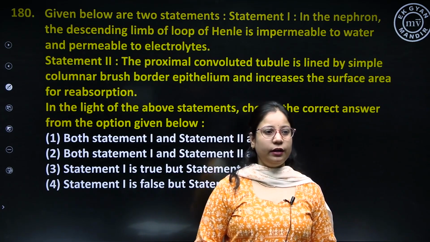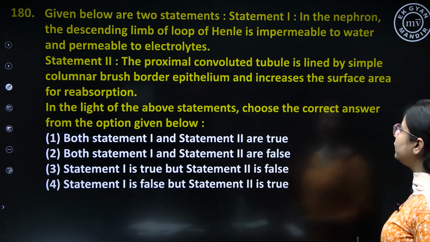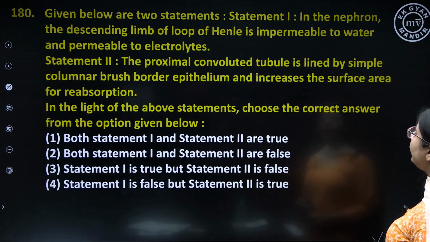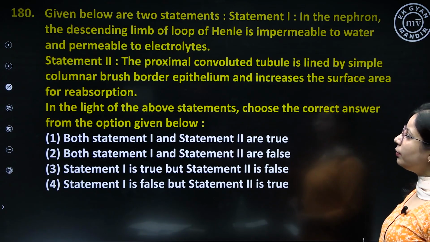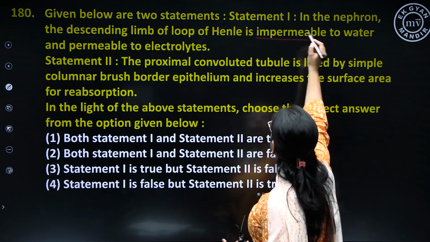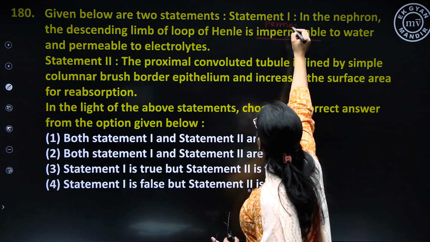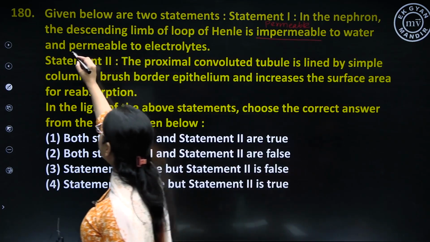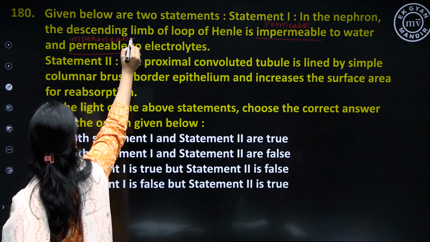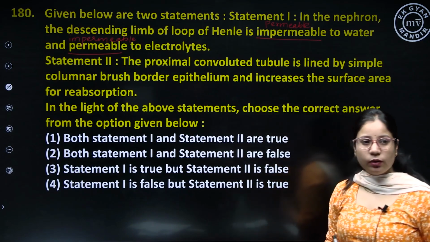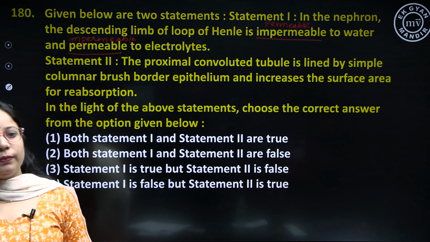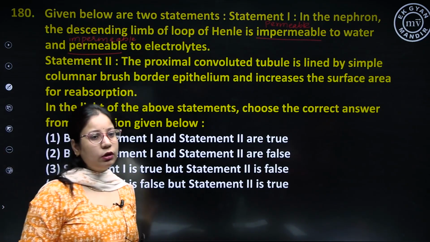Question number 180. Given below are two statements. Statement 1. In the nephron, the descending limb of loop of Henle is impermeable to water and permeable to electrolytes. In this statement, here it should be permeable to water and it should be impermeable to electrolytes. So statement 1 is wrong. The descending limb of loop of Henle is permeable to water and impermeable to electrolytes.